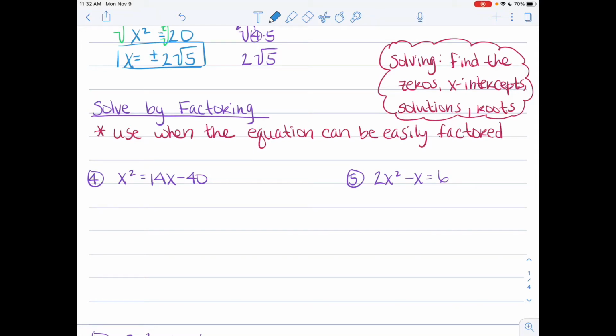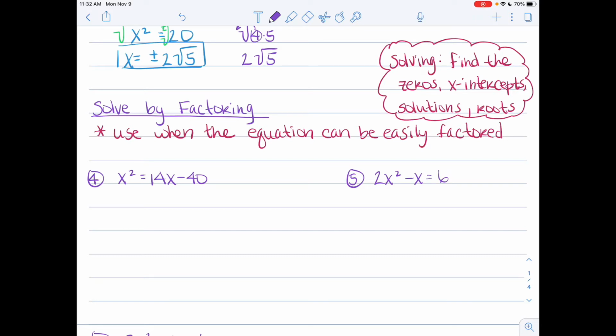Let's go ahead and talk about solving by factoring. So we learned how to factor both when our A term was a 1 and when it wasn't a 1, and we had to use guess and check. So we are going to use both methods to solve by factoring.